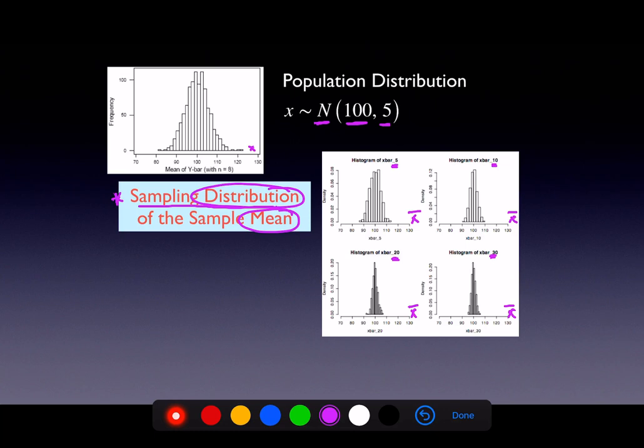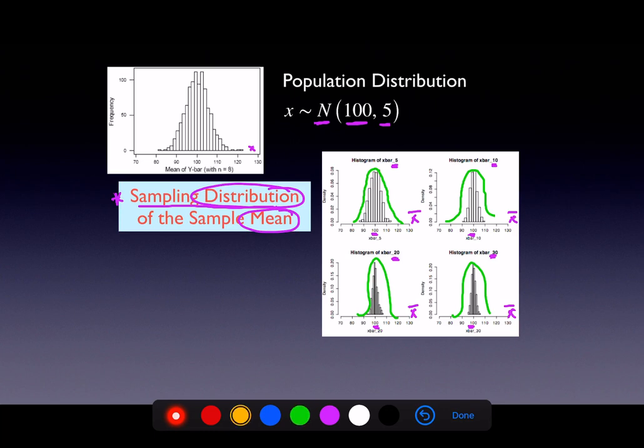So things I want us to take note of. Look, 100 is under the peak in all four. Let me change colors here so we can look at this. Approximately normal, approximately normal, approximately normal, approximately normal. If you take a step back and look at those four histograms, the thing you start to notice is that the spread's getting smaller, right?